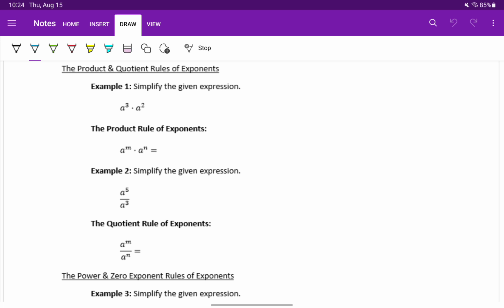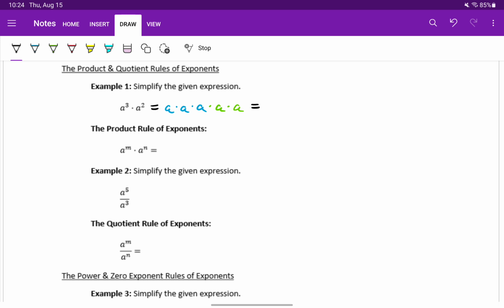In example 1, we want to simplify the expression a cubed, or a to the third power, times a squared. To think about doing this, consider that a to the third power literally just means take a times a times a, so multiply it by itself 3 times, and then a squared means a times a.